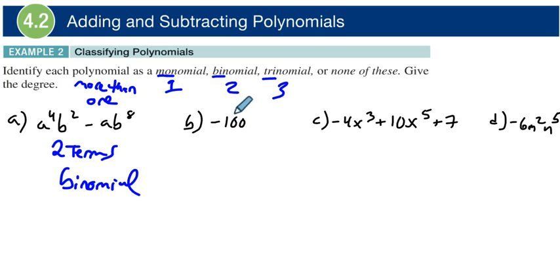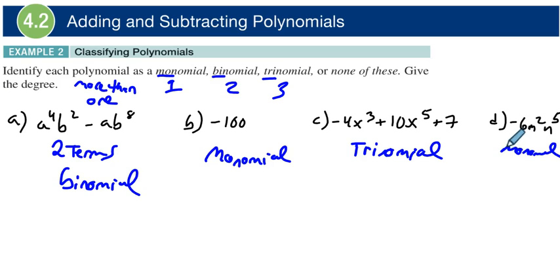This right here is just one term, and so that's what we're going to call it, monomial. Okay, and I think I didn't really spell that all the way right. Now, come over here. We have 1 term, 2 terms, and 3 terms. So there we go, 1, 2, 3. So that means we're going to call this a trinomial. And then lastly, we have -6 n to the power 2 times n to the power 5. They're all being multiplied together, and that's fine. That all counts as one term, so this is going to be a monomial.